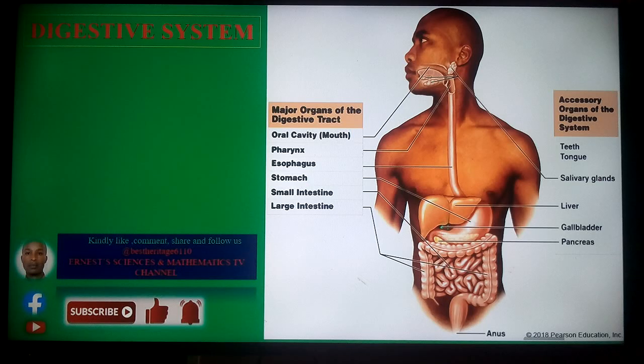In today's discussion, we're going to look at the major accessory organs of the human digestive system. We had mentioned them earlier in some of our videos on the introduction to the human digestive system. In this case, I'm going to use a series of illustrations as pictorial representations.